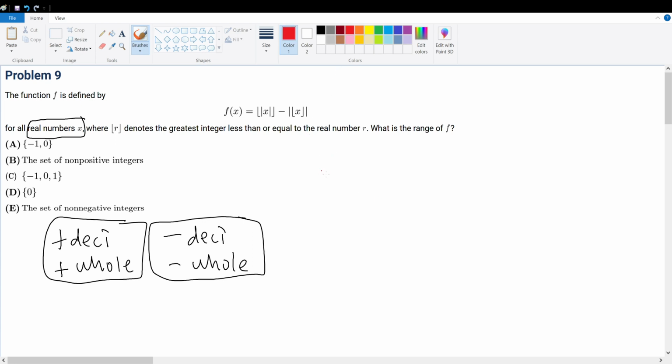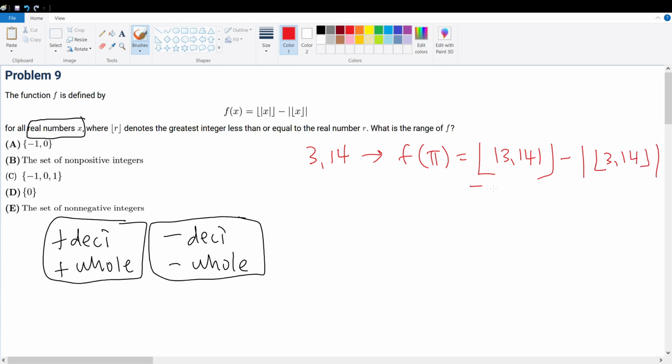So what is considered a positive decimal? Well, let's consider 3.14 for pi. If we plug in this simplified version of pi, then f of pi will be equal to the floor of 3.14 minus the absolute value of the floor of 3.14. So what is this? Well, that is 3.14 floor, so that becomes 3. And this right here becomes 3. So 3 minus 3 gives 0. So we have 0 within the range. Let's put 0 right here. Now we have this checked off. I'll do this in green now.